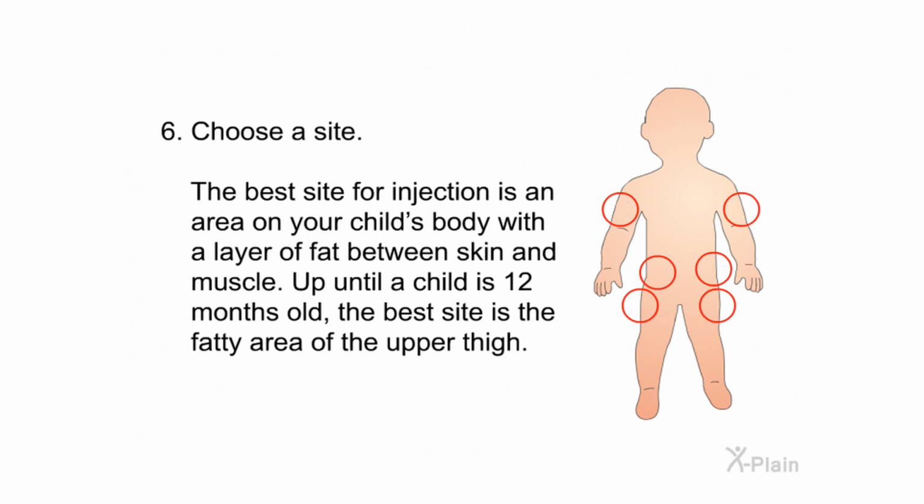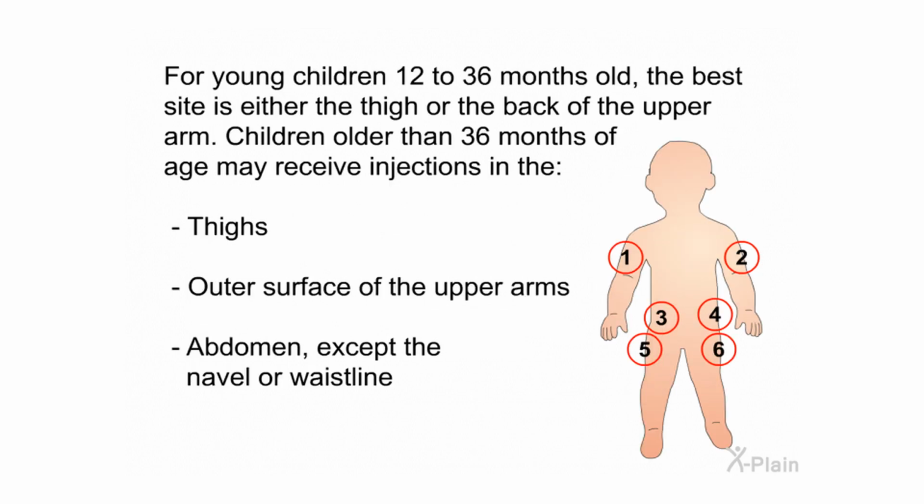6. Choose a site. The best site for injection is an area on your child's body with a layer of fat between skin and muscle. Up until a child is 12 months old, the best site is the fatty area of the upper thigh. For young children, 12 to 36 months old, the best site is either the thigh or the back of the upper arm. Children older than 36 months of age may receive injections in the thighs, outer surface of the upper arms, abdomen except the navel or waistline.